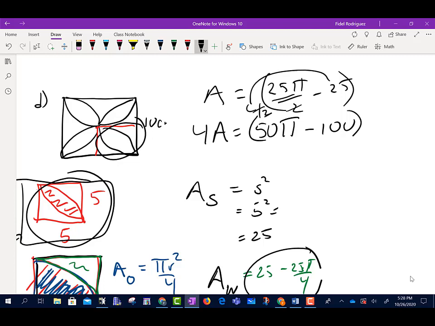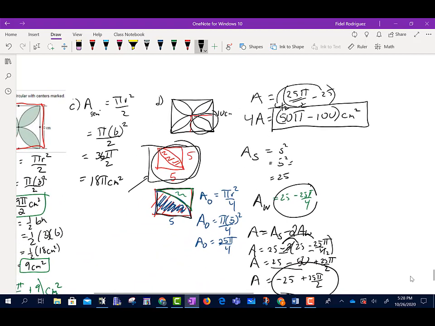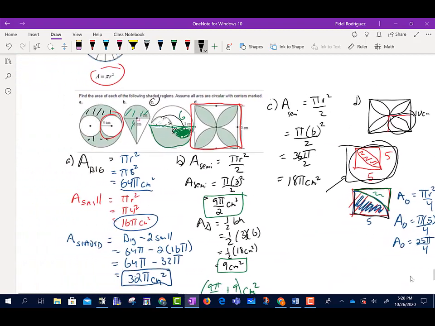And if you notice, my units originally was in centimeters. So this is in centimeters squared. So that last one's kind of a bit of a doozy. But it just takes a little bit of time to be able to figure it out. Okay.